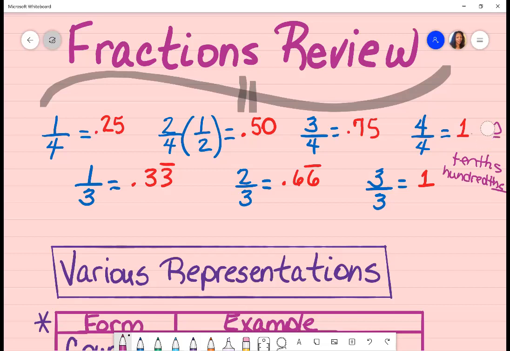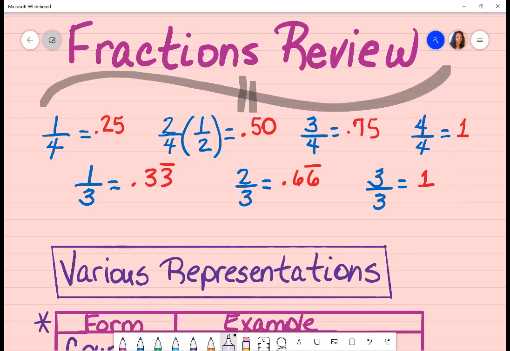But I don't typically have to do that if I have a fraction that has the same numerator and the same denominator, as in this case. The numerator is the number on top, and the denominator is the number on the bottom. If they're the same, my answer will always be 1.